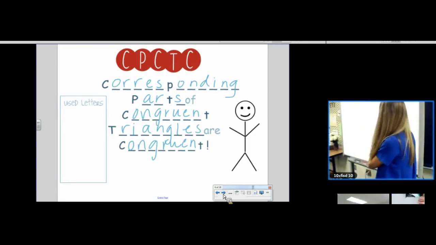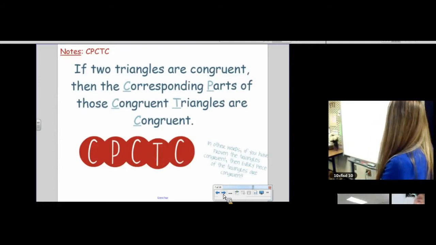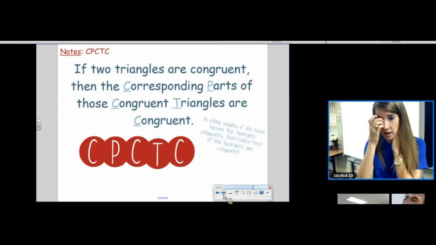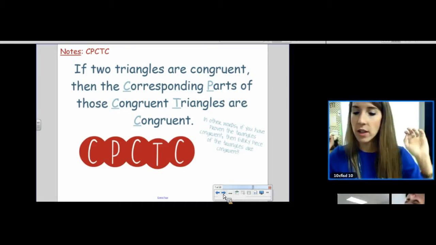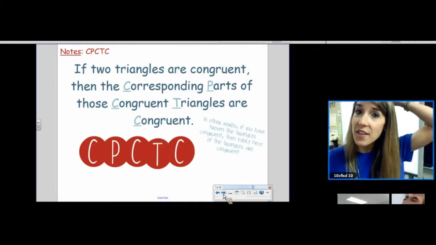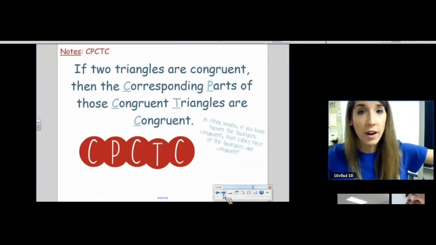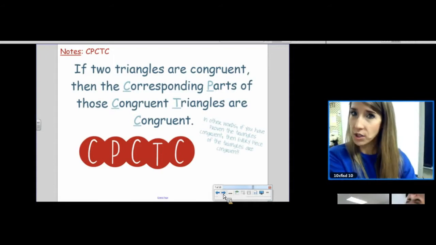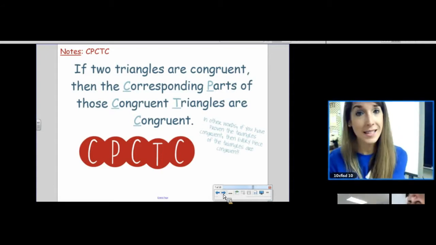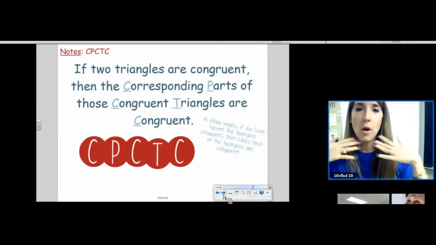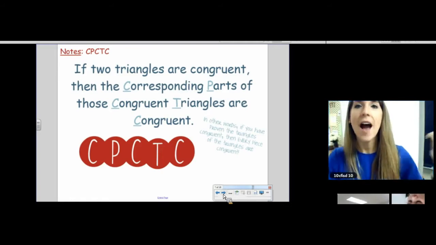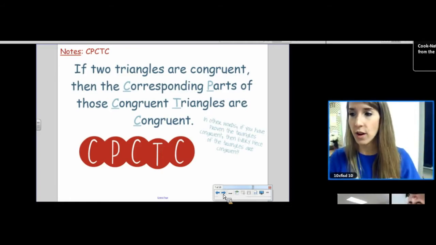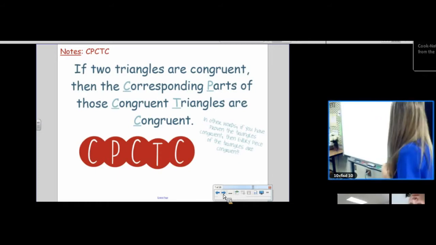I have a poem for you. So here's what I want to say about CPCTC, and then I'll do my poem. In other words, once you've proven the triangles congruent by a shortcut, let's say they're congruent by side angle side. Now that I've said they're congruent, I can now go further, and I can say any piece of this one triangle is congruent to the matching piece in the other triangle. So when you go past proving them congruent, it's like, okay, I've established that they're congruent. Now I can say more about them. I can go further. I can go past. So that's what this is all about.